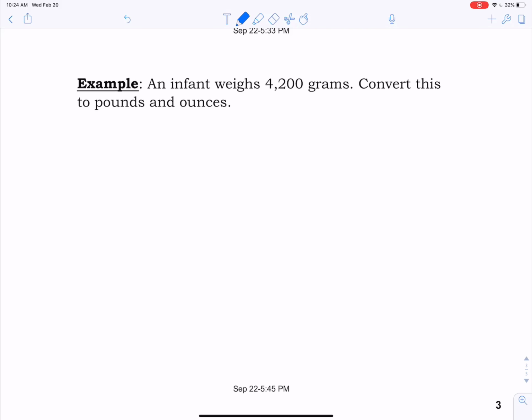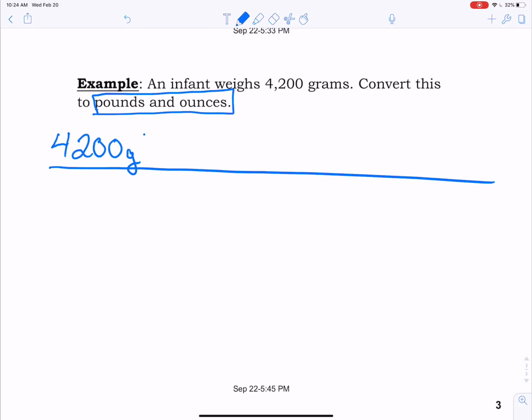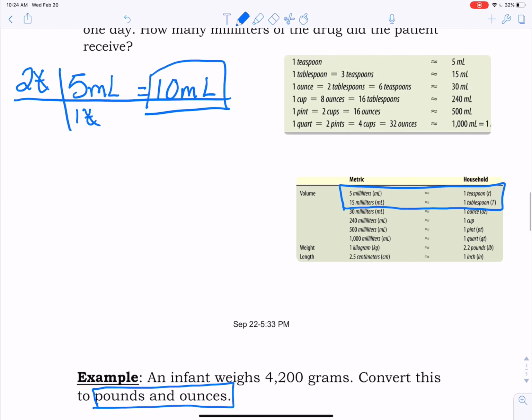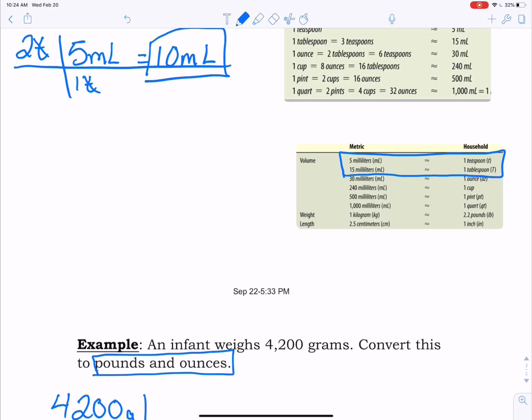Let's look at this. It says an infant weighs 4,200 grams. We're going to convert this to pounds and ounces. So we've seen things with 2 units before, like when we were looking at an infant's weight. Now we're going to look at how to actually do that conversion. So I'm going to start with 4,200 grams. And the first thing I'm going to try to see is what conversions do I have for my weights. And it appears that those conversions right here are limited to our 1 kilogram is 2.2 pounds.